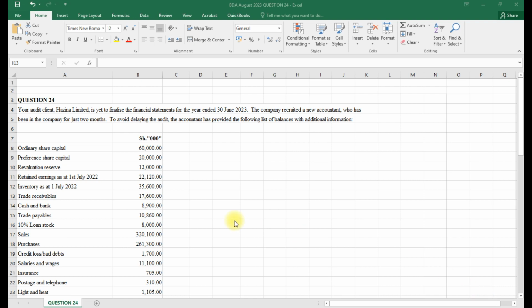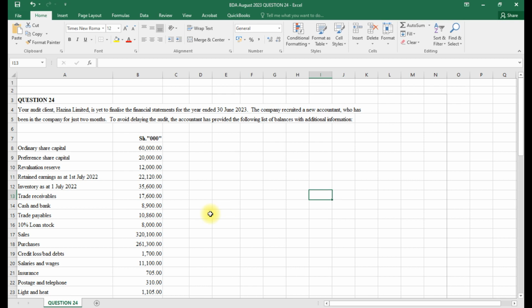So it's another day that we are looking at our continuous revision of the business data analysis that was done in August 2023, and we are looking at the final question. This was question number 24. It's a question that was covering auditing. It's almost a similar repetition of the question that was tested in the April setting, and we shall go through this question.